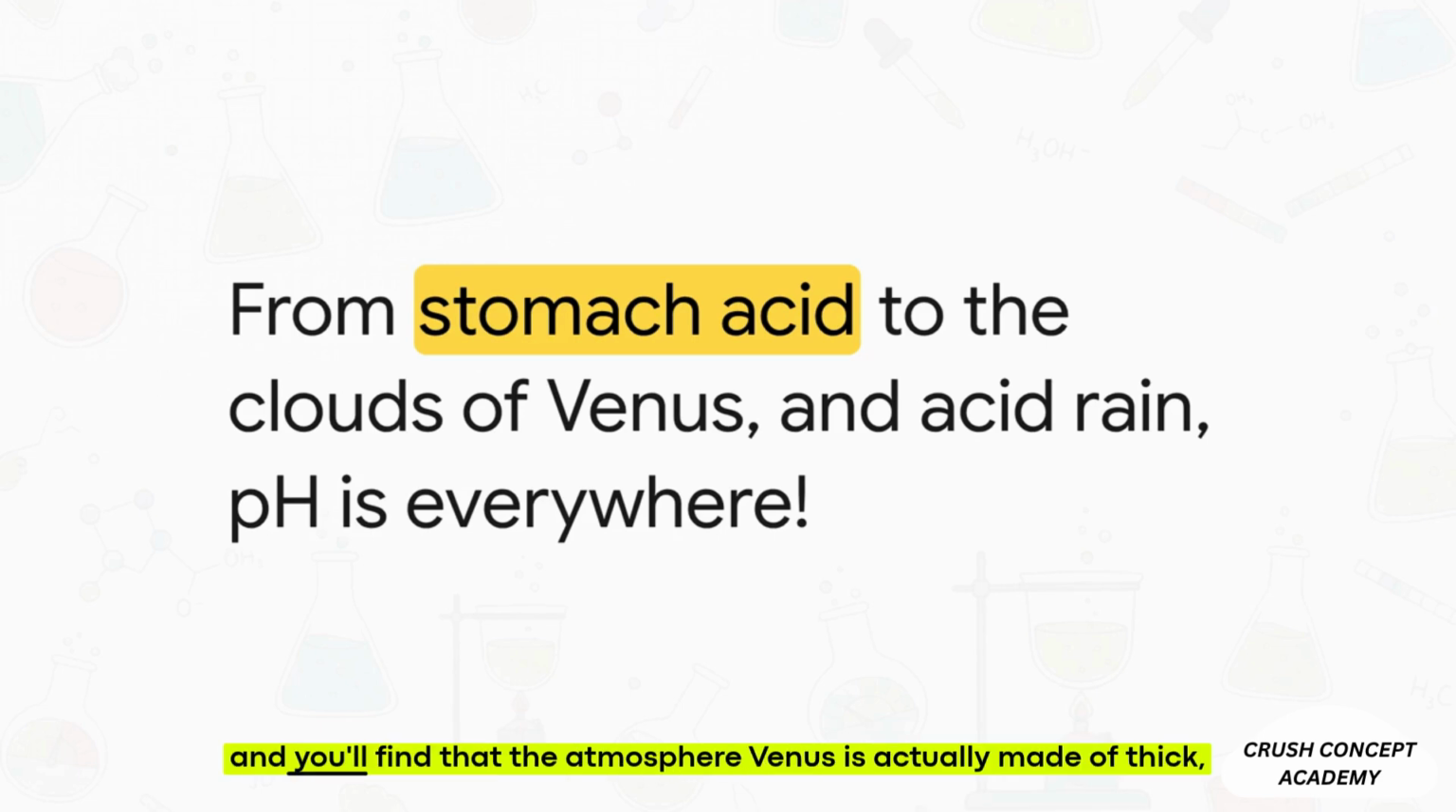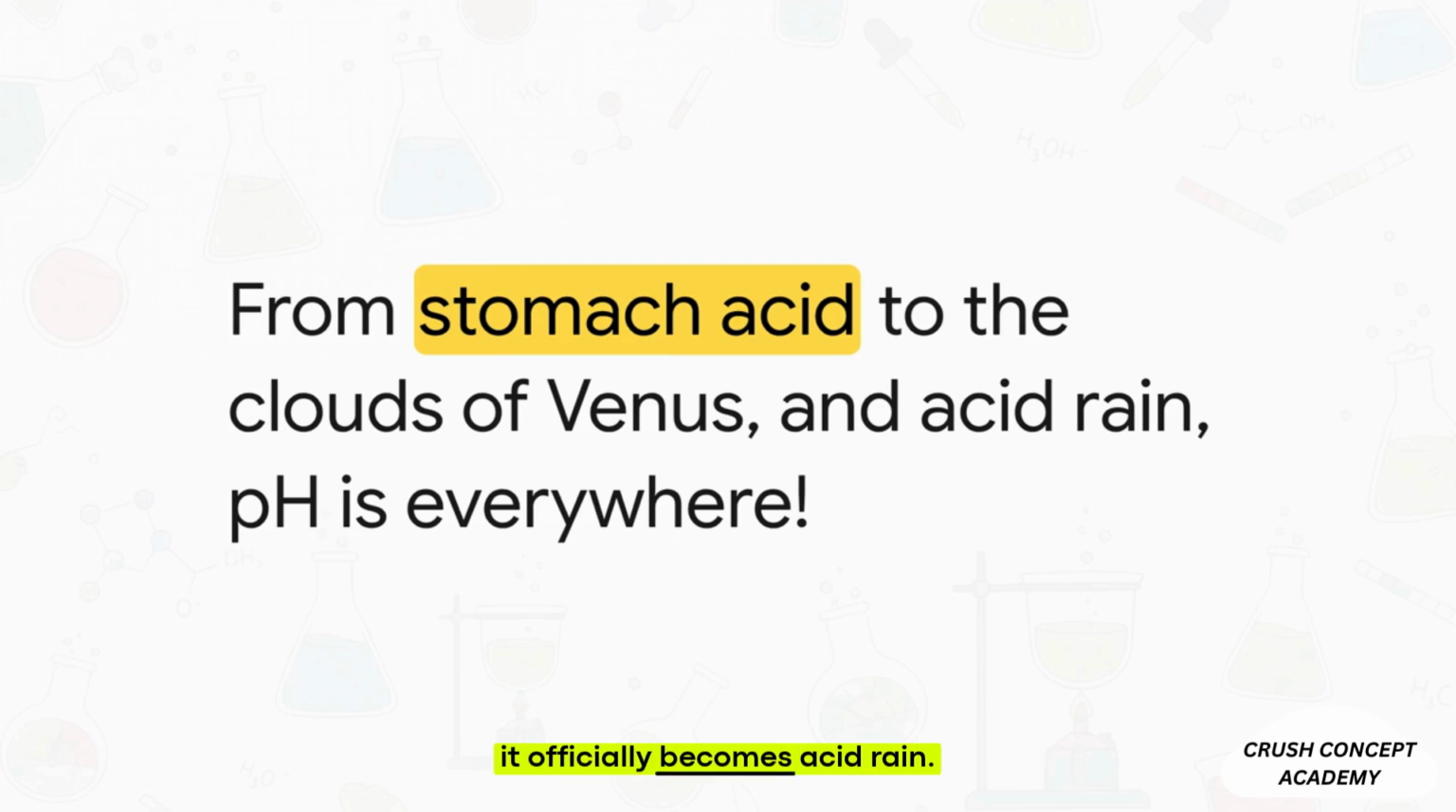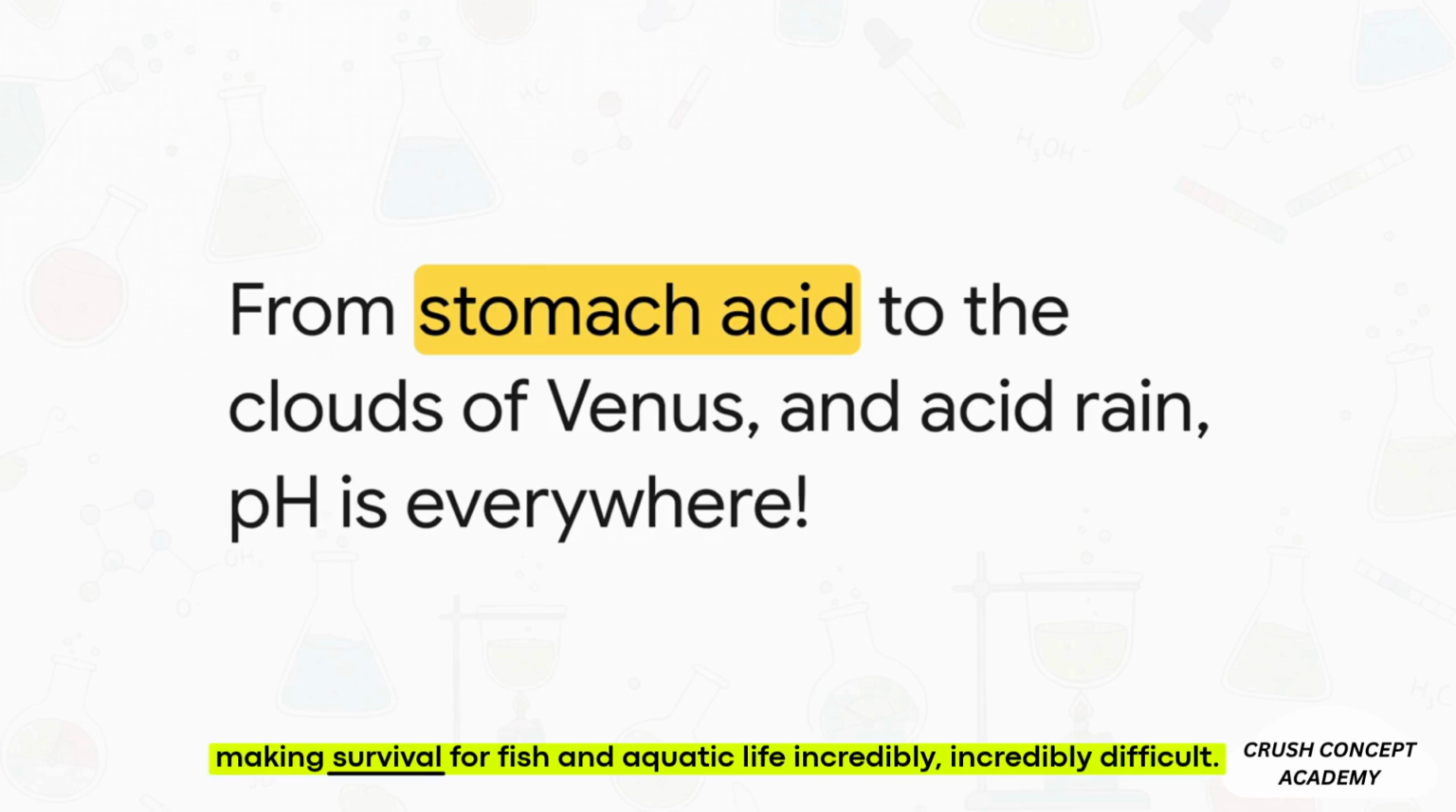Look up to the stars and you'll find that the atmosphere of Venus is actually made of thick, swirling clouds of sulfuric acid. And, returning right here to Earth, if our rainfall drops below a pH of 5.6, it officially becomes acid rain. This lowers the overall pH of rivers and lakes, making survival for fish and aquatic life incredibly difficult.